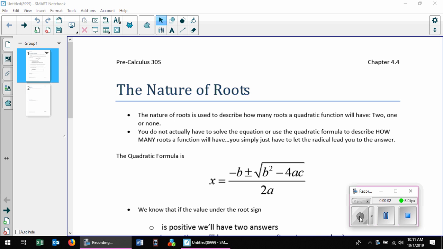Tells you where your roots are. They have the locations of them. Nature of roots today. Nature of roots, we're just going to talk about how many. Or not. We're not going to talk about anything.